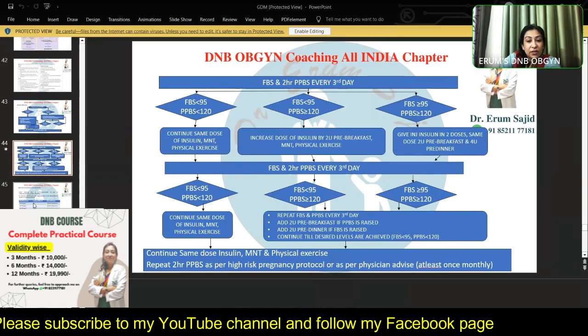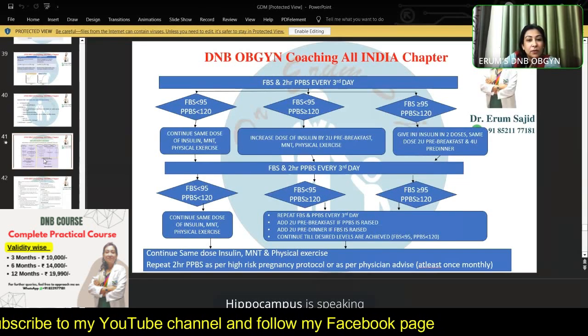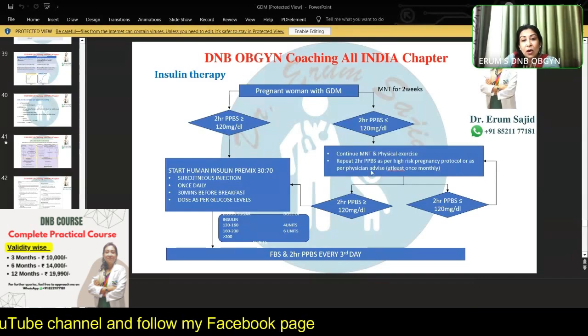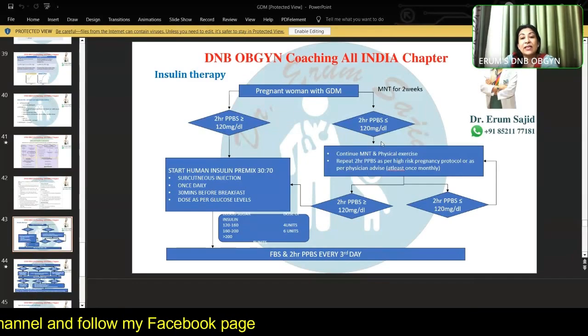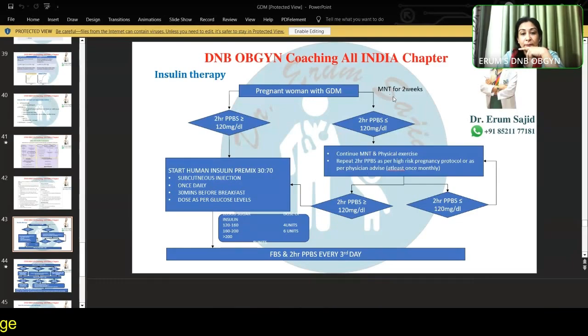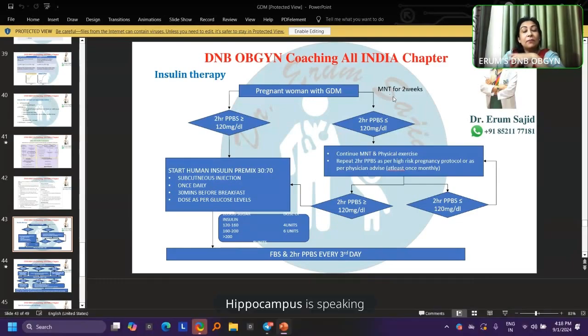Lavanya, am I putting the right slide for you? Yes, ma'am. This is the one. So this is telling us about 2 hour postprandial. If it's less than 120, then you continue. This is after you've given her medical nutrition therapy for 2 weeks, right? Yes.